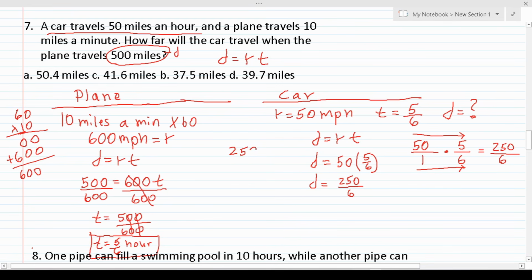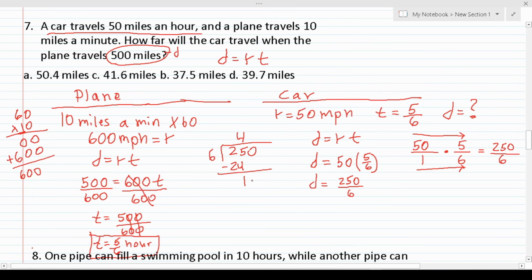That's not an answer choice, not surprisingly, so we're going to have to do the long division. Again, all fractions can be regarded as long division. So in other words, 250 over 6 can be regarded as 250 divided by 6. Let's go ahead and work this out, and then we'll have our answer. So 6 goes into 2, it doesn't. 6 goes into 25 four times without going over. 6 times 4 is 24. Subtract out.